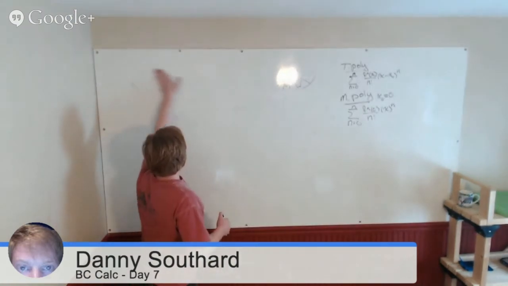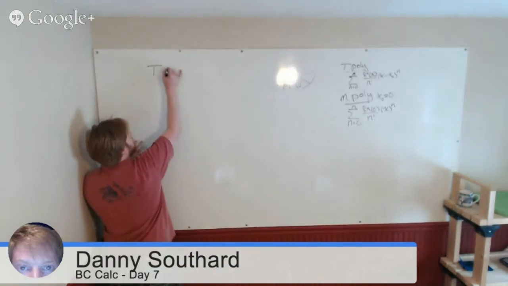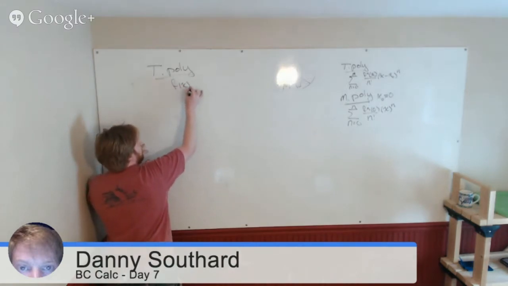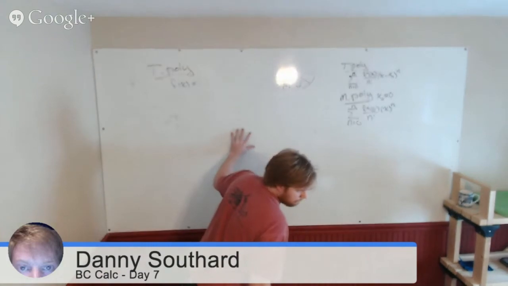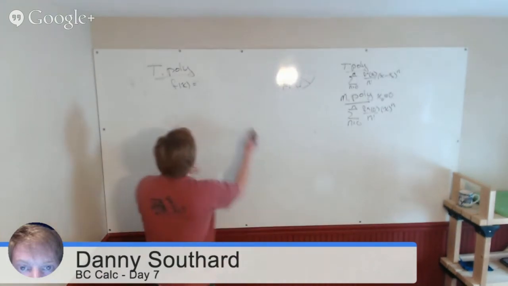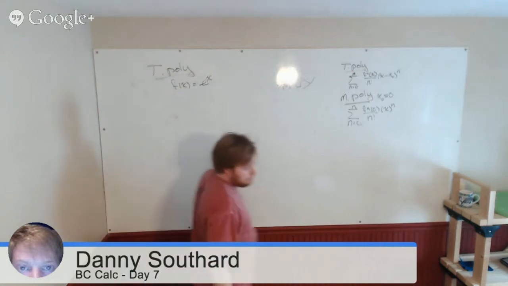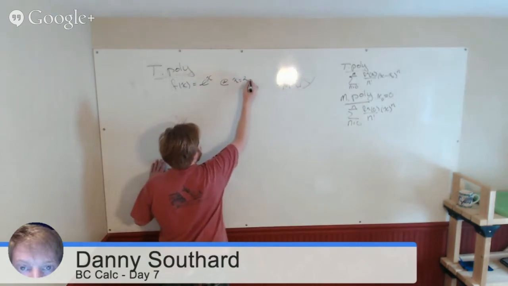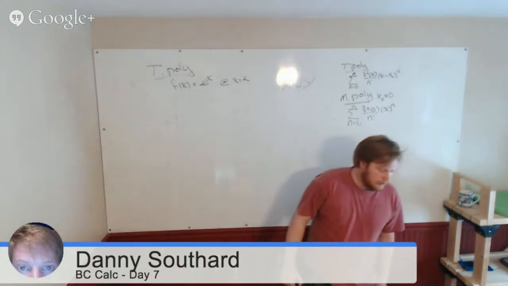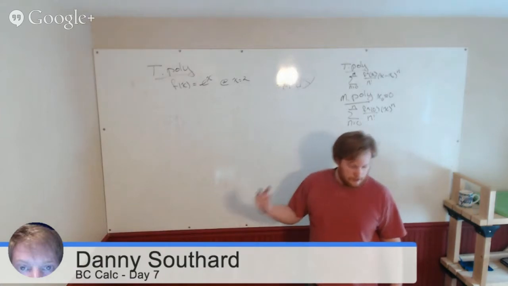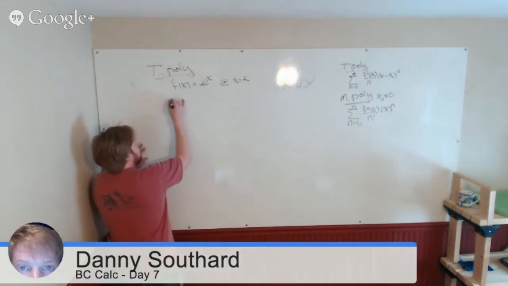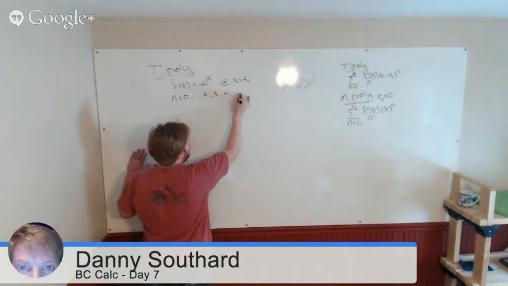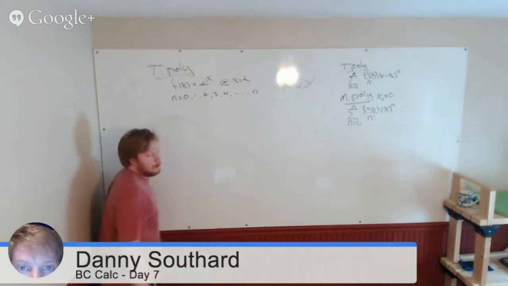Okay, I'm going to sort of abbreviate the question here. I want the Taylor polynomial for the function e to the x at x equals 2. And I want it of orders 0, 1, 2, 3, and 4. And then we'll find the general.